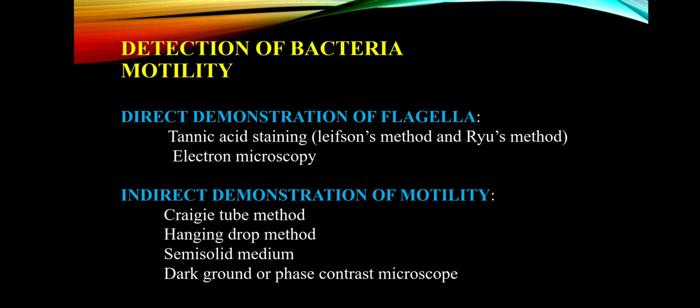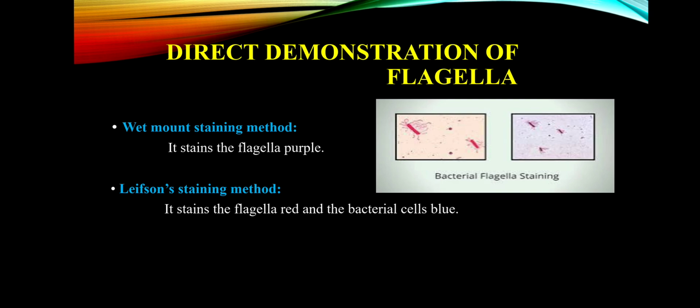Next, detection of bacterial motility using various methods: direct demonstration of flagella and indirect demonstration of motility. Direct demonstration of flagella: tannic acid staining, Leifson method, Ryu method and electron microscopic method. Indirect demonstration of motility: Craigie tube method, hanging drop method, semi-solid medium, and dark ground or phase contrast microscope.